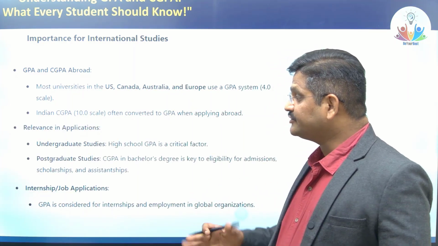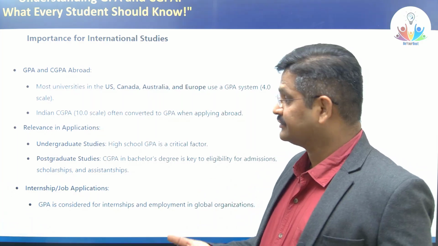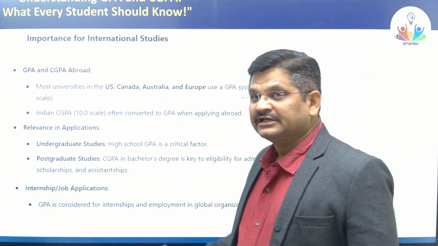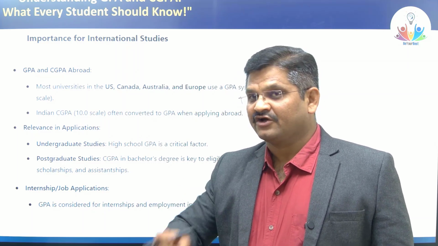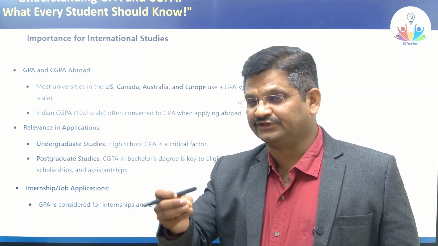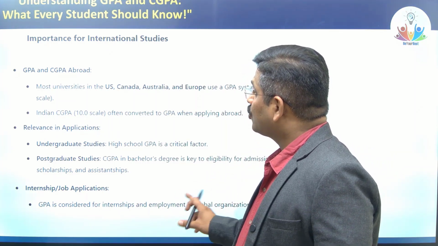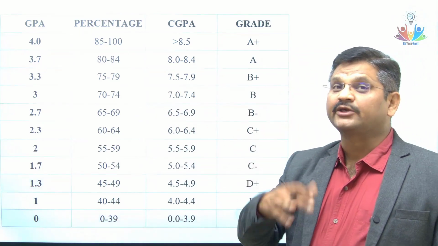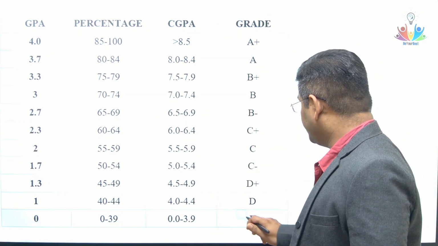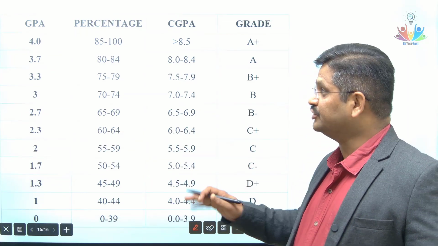Next point, relevance. Where is it relevant? In applications for postgraduate studies and undergraduate studies, and for students who want internships or job applications. First, nowadays MNCs put this criterion of GPA and CGPA in their courses also. This is the equivalence conversion from GPA scores to CGPA, or CGPA into GPA.